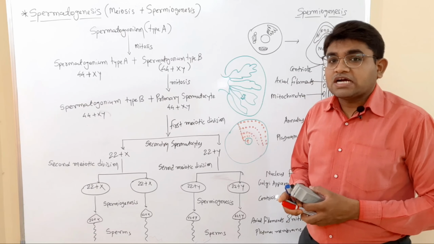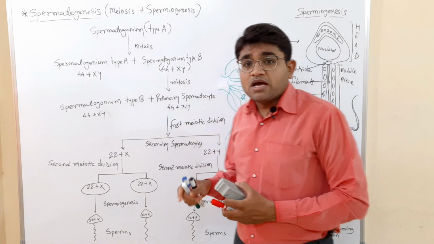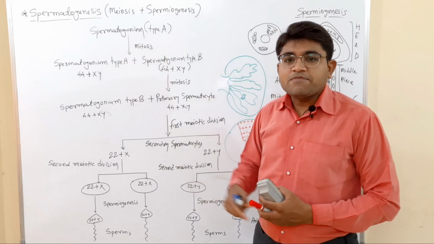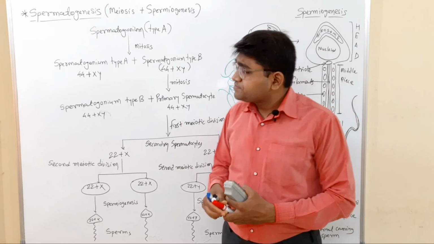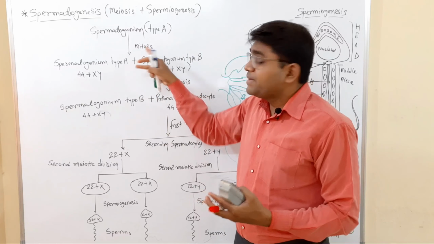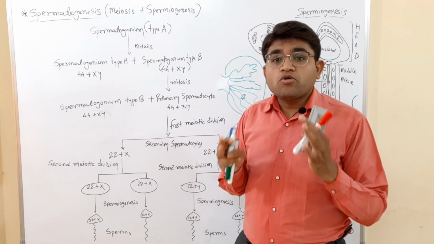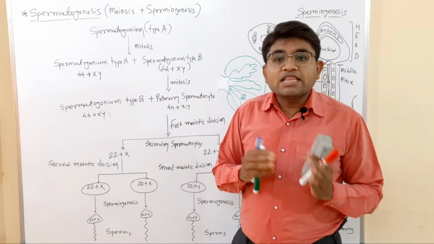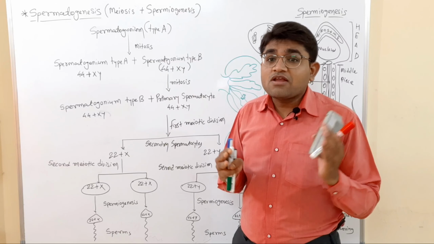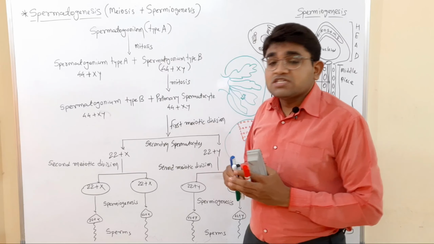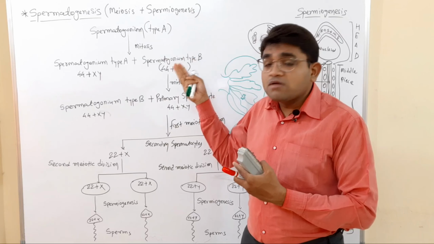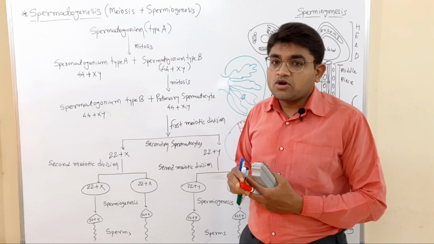So how does this process occur? In these seminiferous tubules there are the spermatogonium. Here we have written spermatogonium type A. This spermatogonium starts dividing and increases its number by the mitosis process. I hope you all know the difference between the mitosis and the meiosis process. Mitosis occurs in the normal cells of the body, whereas meiosis occurs in the formation of the sperm and the ovum.